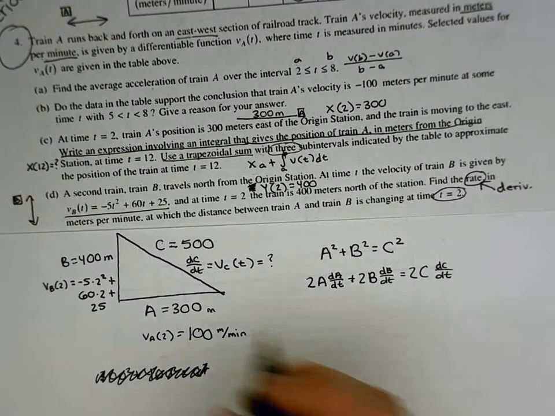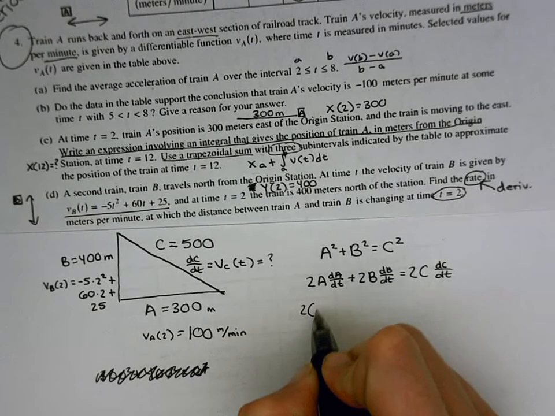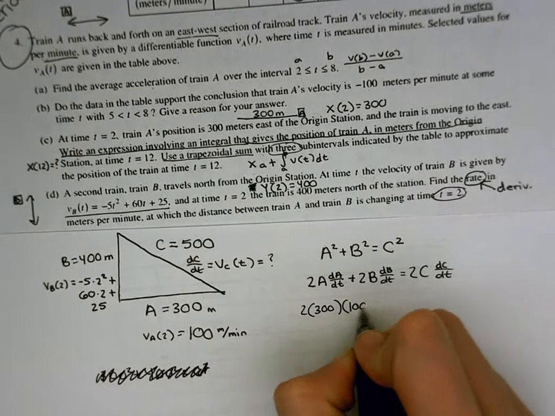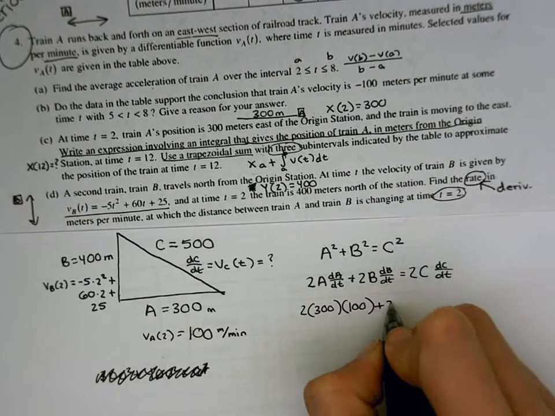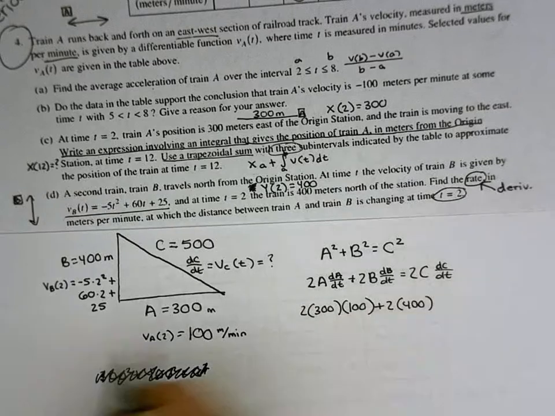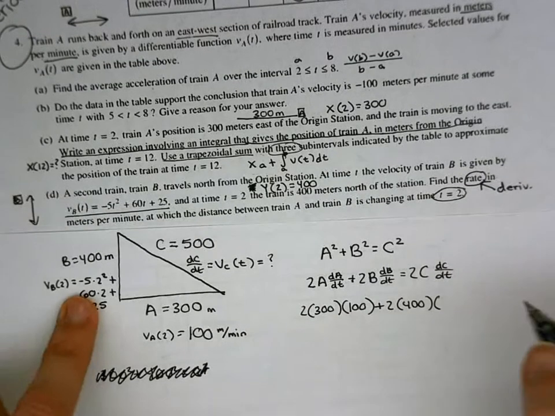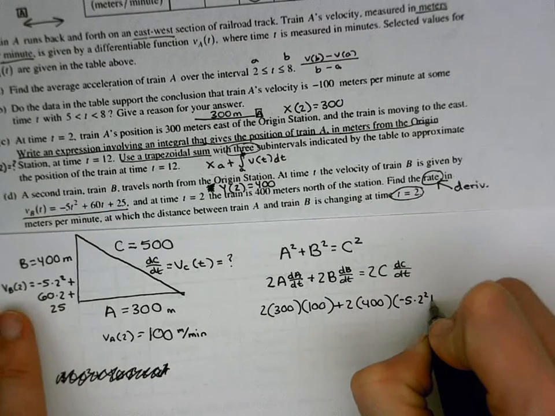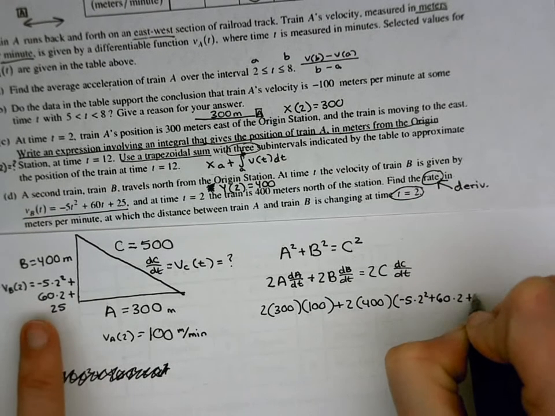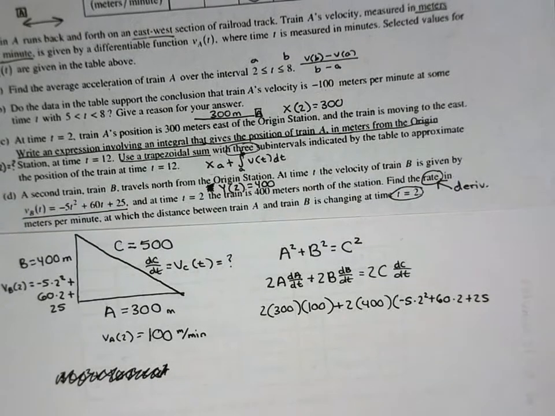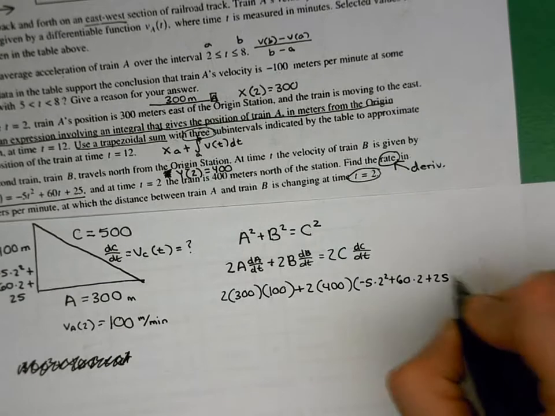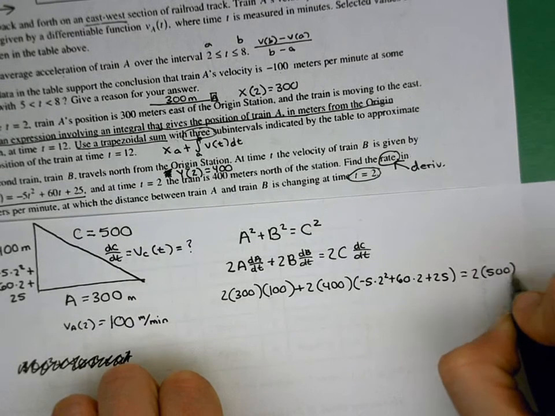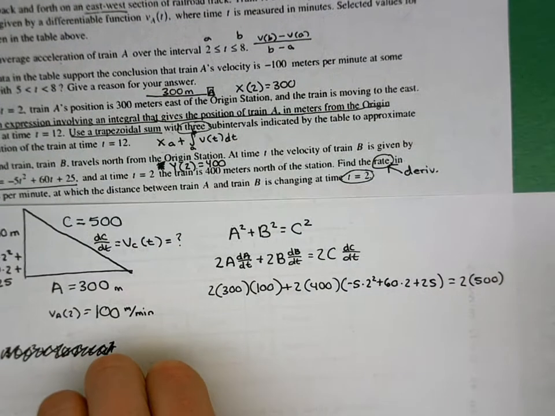And then you can plug stuff in that you know. A, we know, was 300. dA dt was 100, the rate of change, the velocity of A. B was 400. dB dt, again, you may or may not have simplified this. You might just have left it as -5 times 2 squared plus 60 times 2 plus 25. Okay. Equals your 2c, c was 500, and then the dc dt that we're trying to find.